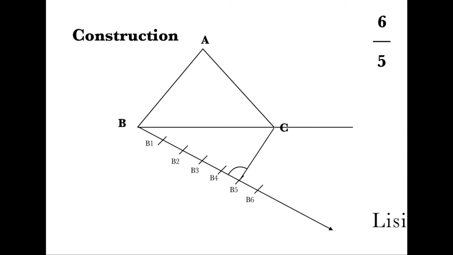Now come to the numerator 6. Keep that compass at B6 and cut with the same measurement. Don't change it off. Measure this angle B5 and place here, cut an arc. Now you join B6 and this point. Extend it to the line BC. It cuts at C dash.